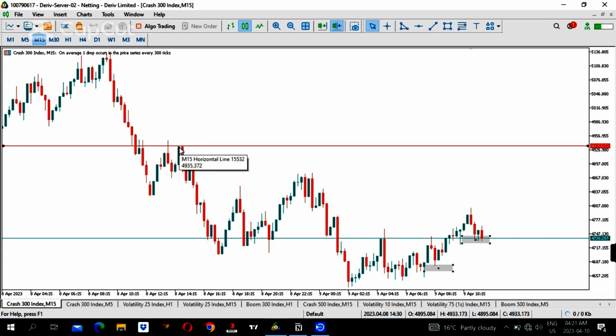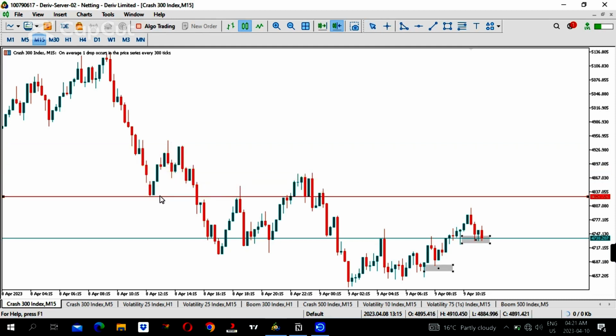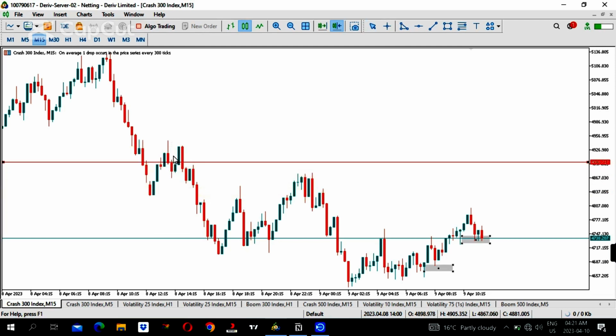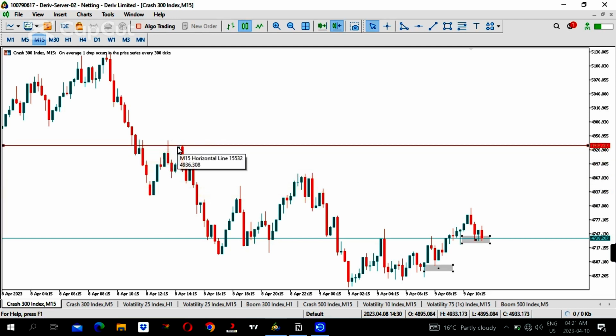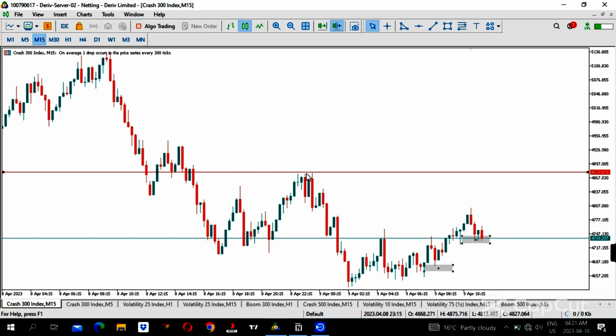Why? Because when you are supporting something, you are lifting it up. So that's generally the concept. With the support, you are lifting it up, that's why it goes all the way up here. And when you are resisting something, you are pushing it downwards. So that's this resistance zone over here. Why? Because we're pushing the price downwards.